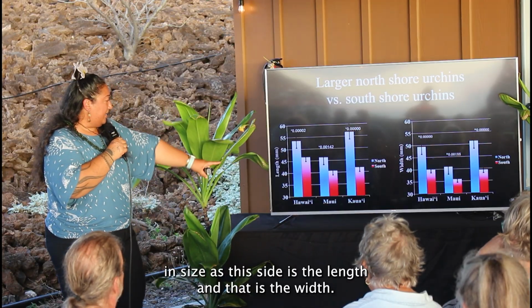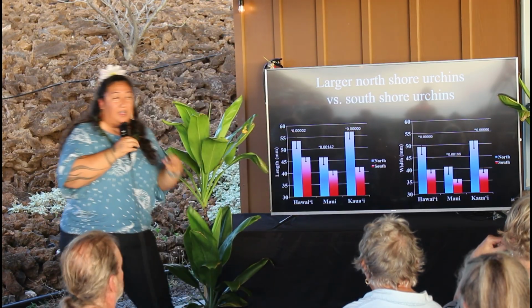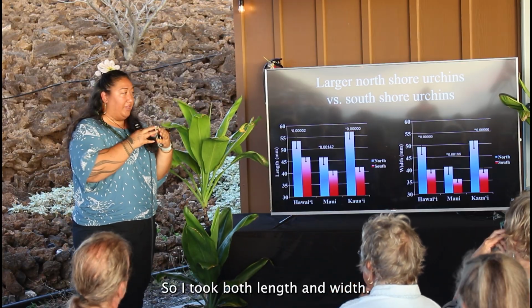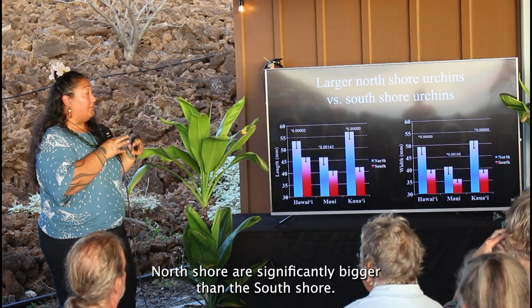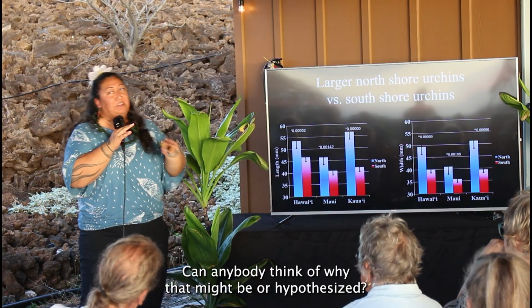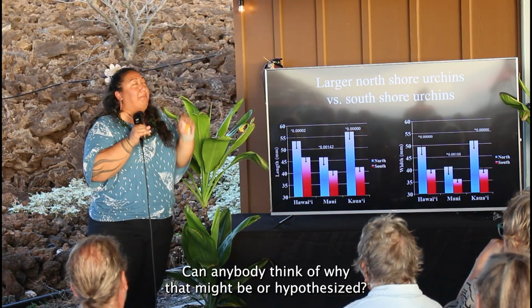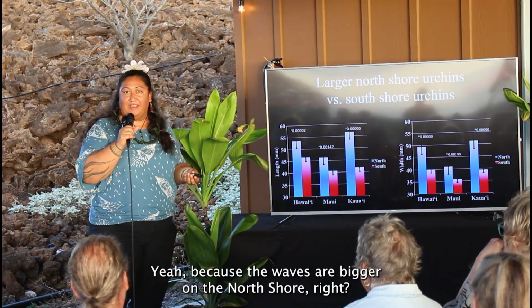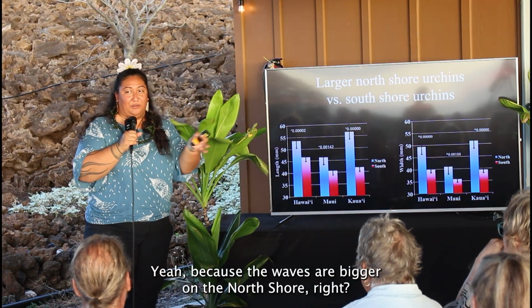This side is the length and that is the width. They're kind of this oblong shape. So I took both length and width. But the North Shore are significantly bigger than the South Shore. Can anybody think of why that might be? Or hypothesize? We don't really know why. More resilient. Yeah, because the waves are bigger on the North Shore, right?